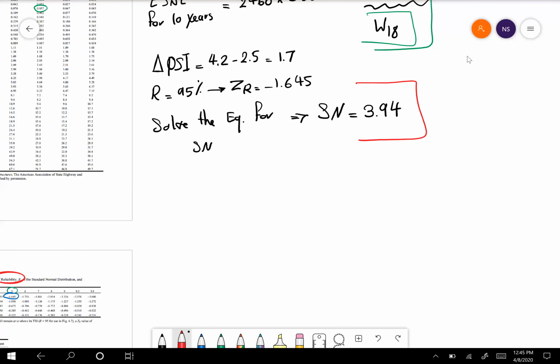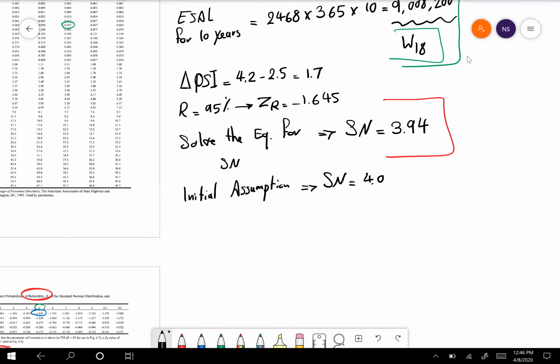Now, the initial assumption was SN. We assumed that SN, we started, if you recall from this step, we assume that from the tables, the initial SN will be 4. And if the final SN was very different than the initial assumption, we would go back and redo the process, right? But right now it's pretty close. So we can accept that the first assumption was close enough, and we don't need to go back.